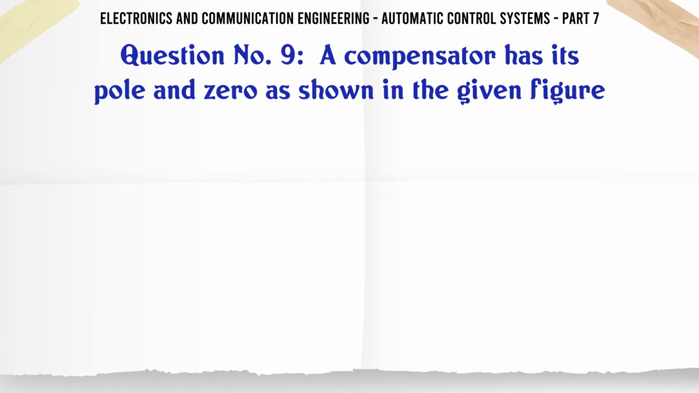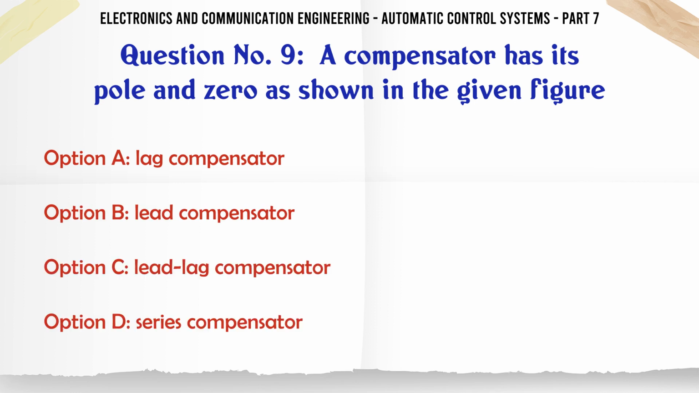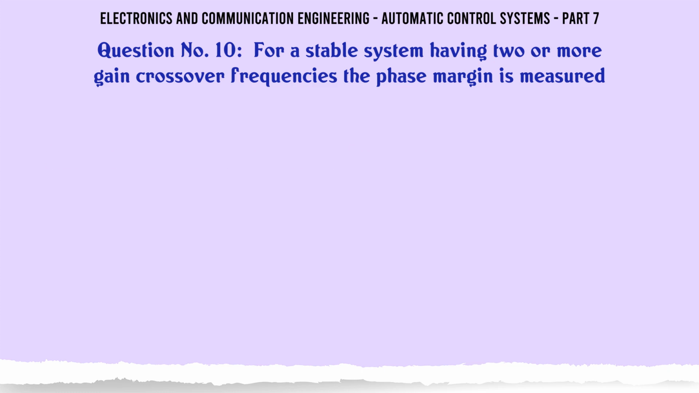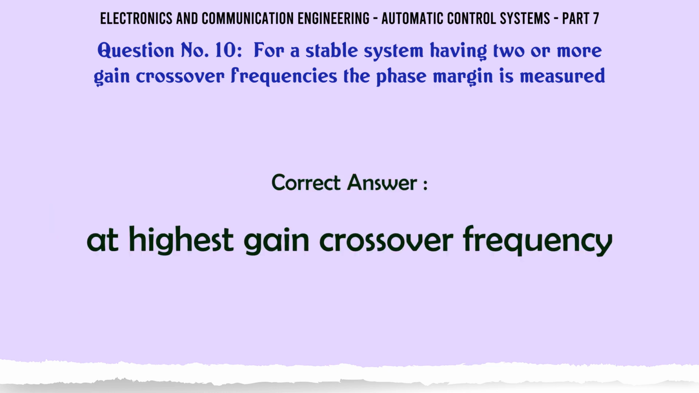A compensator has its pole and zero as shown in the given figure. A: lag compensator, B: lead compensator, C: lead-lag compensator, D: series compensator. The correct answer is lead compensator. For a stable system having two or more gain crossover frequencies, the phase margin is measured A: at lowest gain crossover frequency, B: at highest gain crossover frequency, C: at the gain crossover frequencies, D: none of the above. The correct answer is at highest gain crossover frequency.